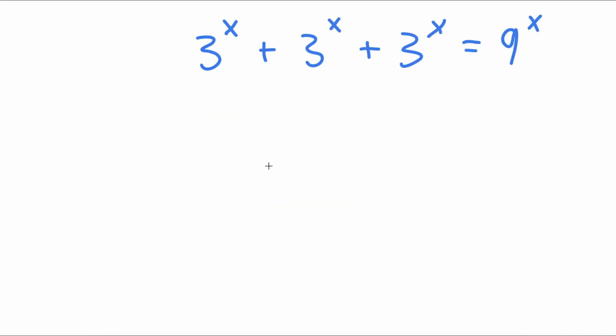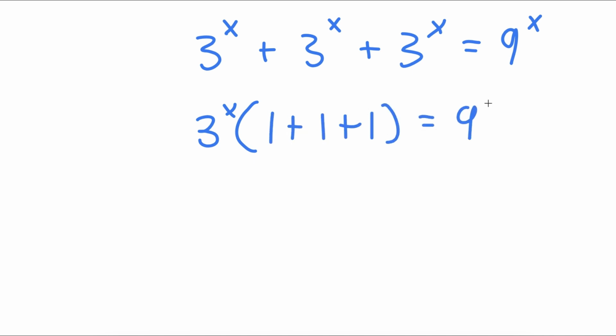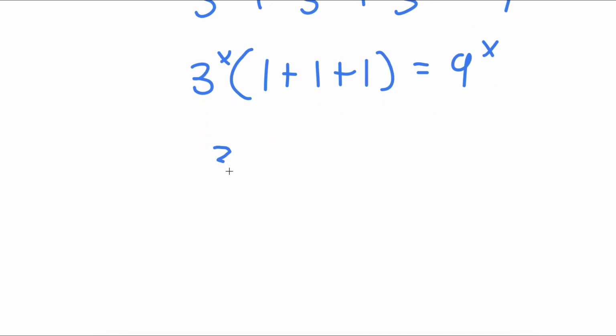Alright, so in this problem, I have 3 to the power of x plus 3 to the power of x plus 3 to the power of x is equal to 9 to the power of x. So I'm going to first start by factoring out 3 to the power of x. So I have 3 to the power of x times (1 plus 1 plus 1) is equal to 9 to the power of x. Now, if I simplify what's in the parentheses, I get 3 to the power of x times 3 is equal to 9 to the power of x.